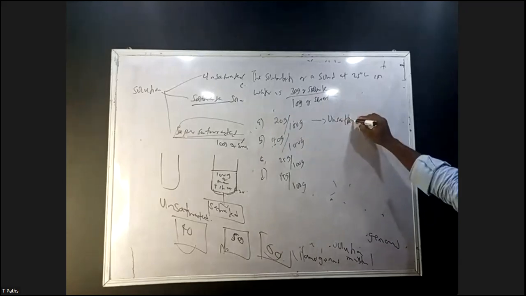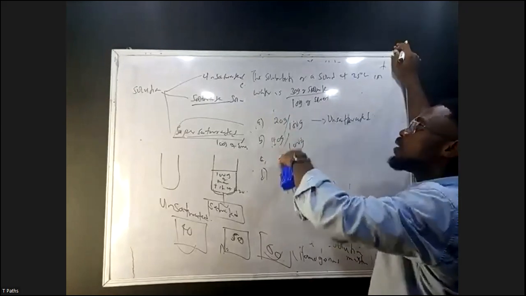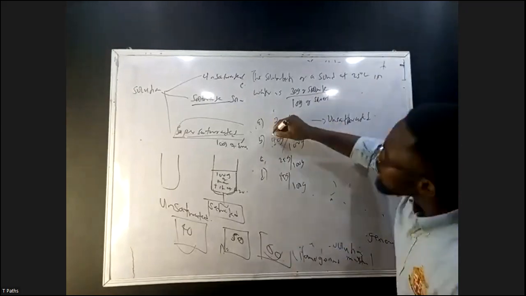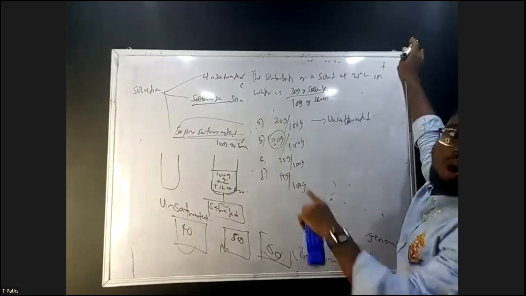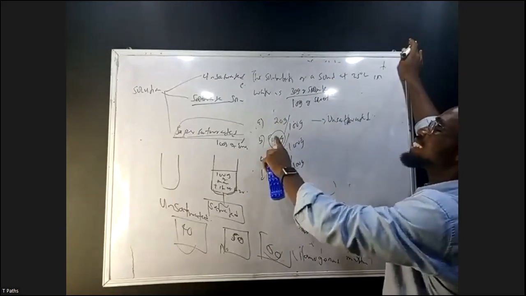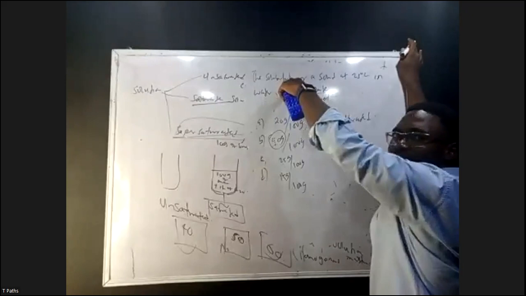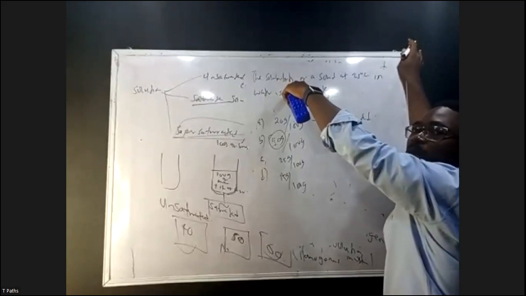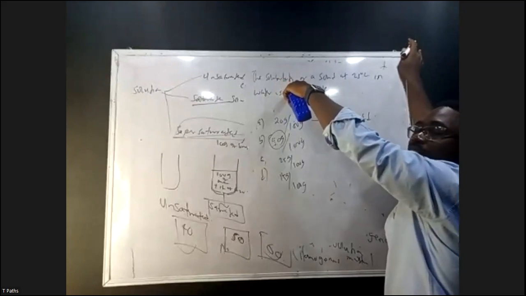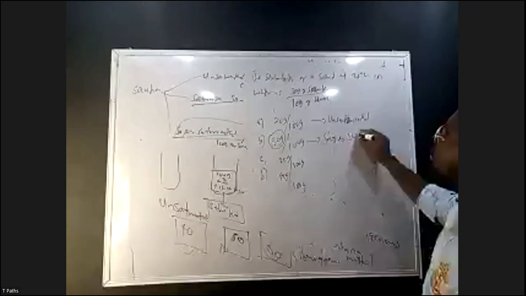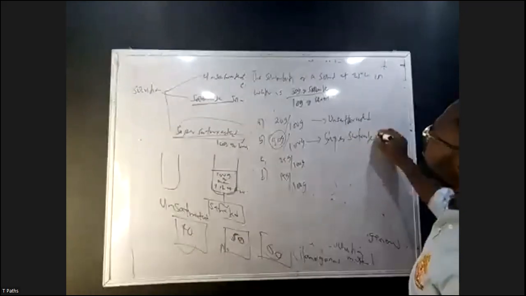Unsaturated. That is clearly what? Unsaturated. Now look at this. 40 grams or 100 grams. You can see that this now means that you have more solute than it can hold at that temperature. That means that this is now what? Super what? Saturated.